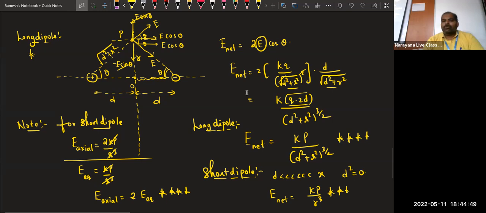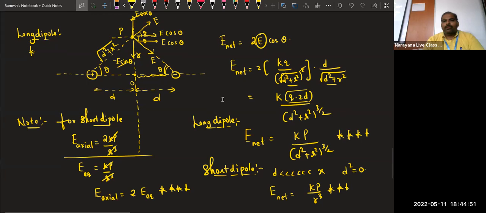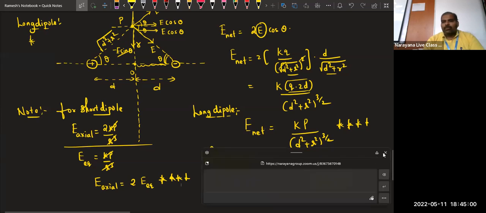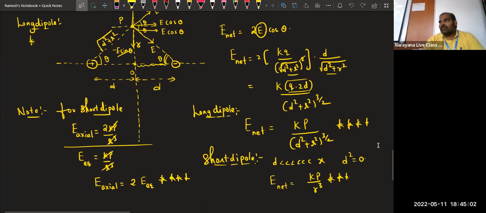P into? Correct. No, no, d square only will be 0. The dipole moment is there. Less or more, the dipole nature will not change. Dipole moment is the nature of the dipole. Clear? So axial point is over, equatorial point also over.